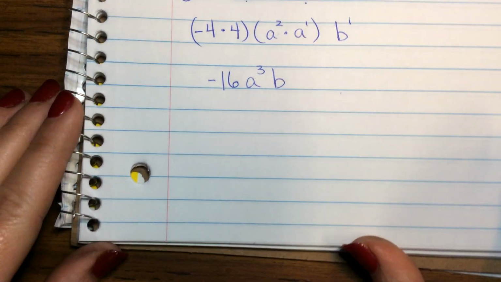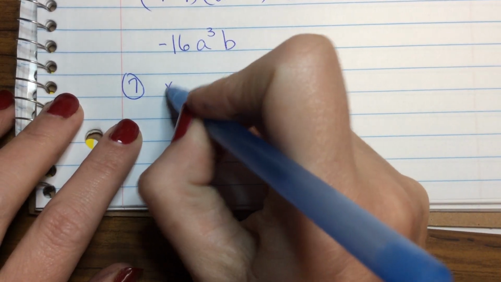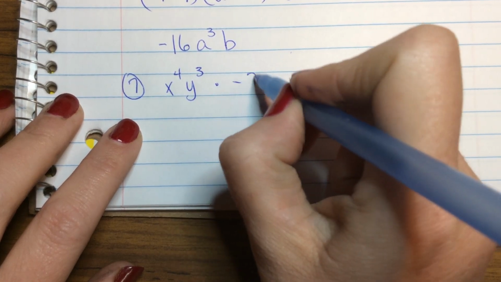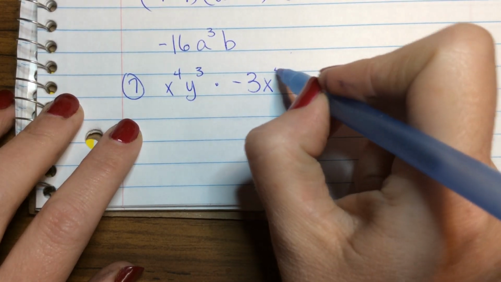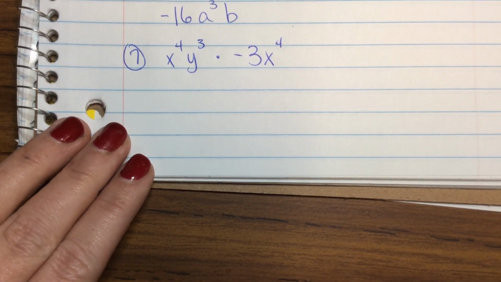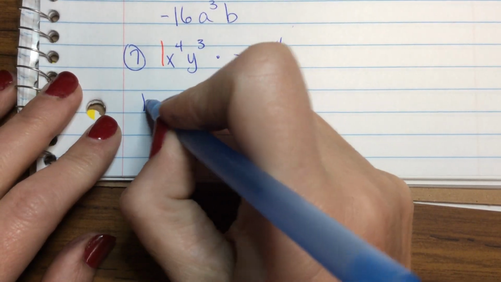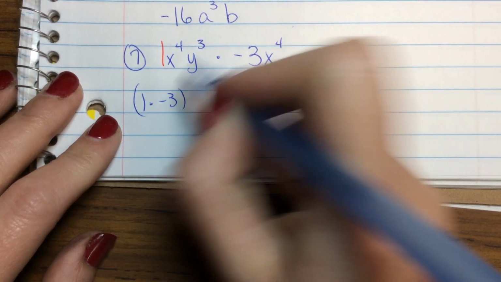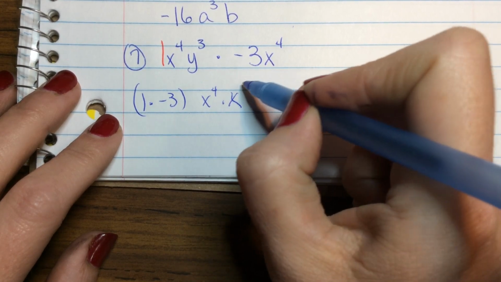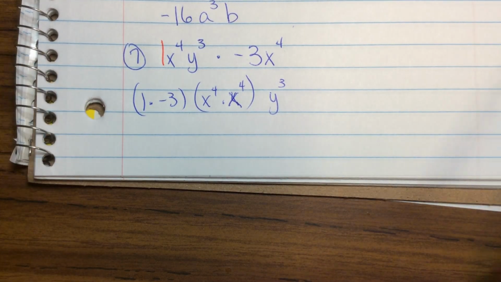Okay, let's do 7. I think I can fit 7 on this page. Number 7, we have x to the 4th, y to the 3rd, times negative 3 x to the 4th. Okay, I'm going to fill in a 1 here, and I think that's it. Looks like it's good. So we got 1 times negative 3, and then we have x to the 4th times x to the 4th, then we have y to the 3rd.